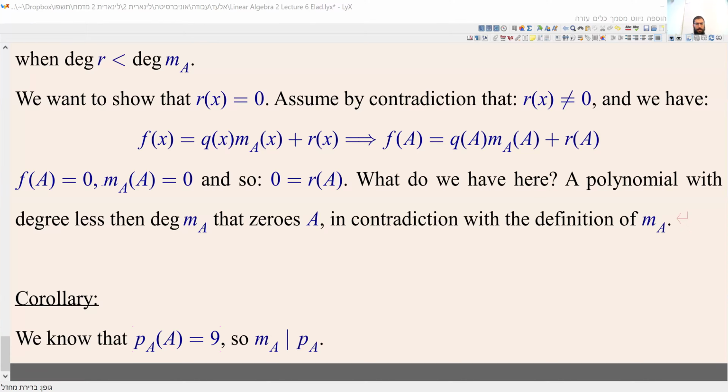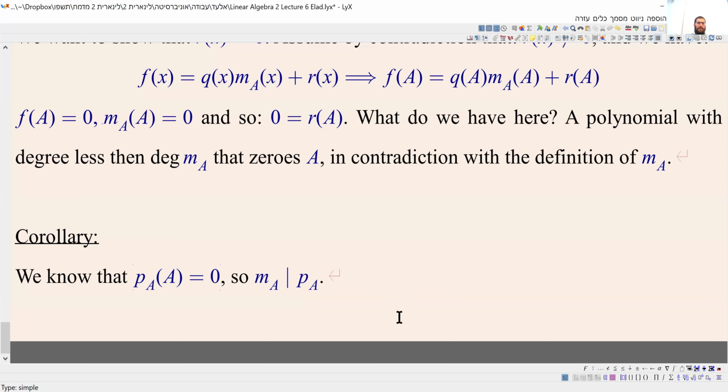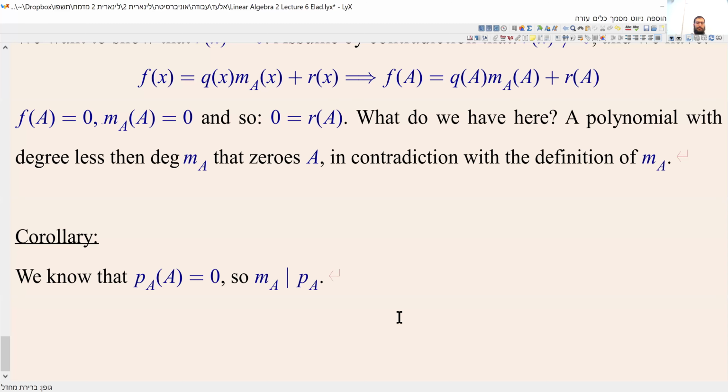Another proposition. Sorry. The polynomial of A is zero. Yes. Correct. Okay, another proposition. We're not going to prove it now, but you trust me, bro.